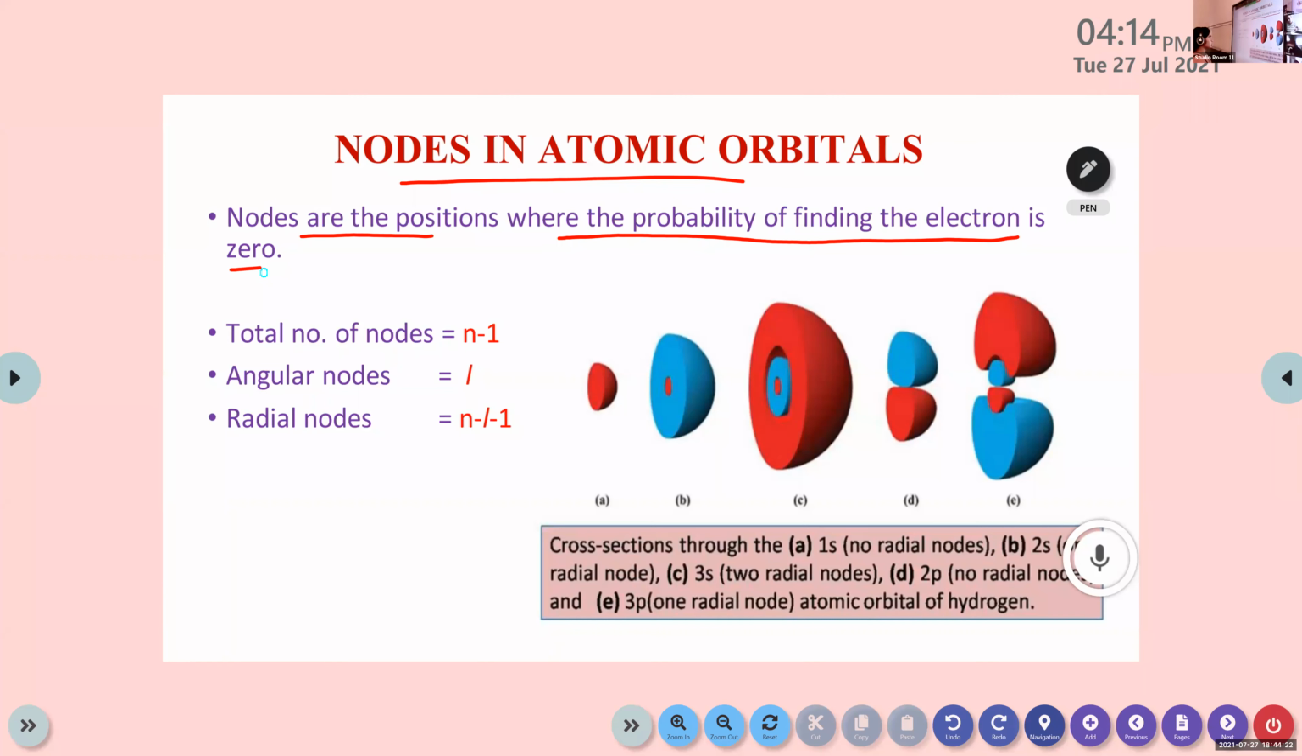Okay, again back to nodes. Nodes are the positions where the probability of finding the electron is 0. And there is some equation to find out the total number of nodes, that is equal to n minus 1. And the angular nodes is equal to l, and the radial nodes can be found using n minus l minus 1. So total number of nodes is n minus 1. Angular nodes is equal to l, where l means azimuthal quantum number, n for principal quantum number. Then radial nodes, n minus l minus 1.